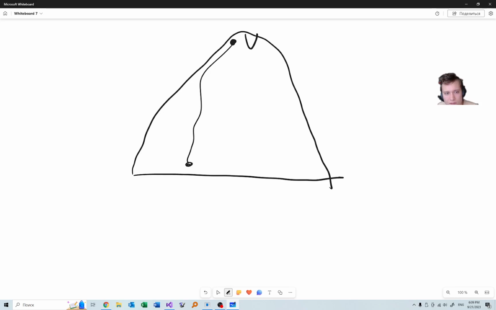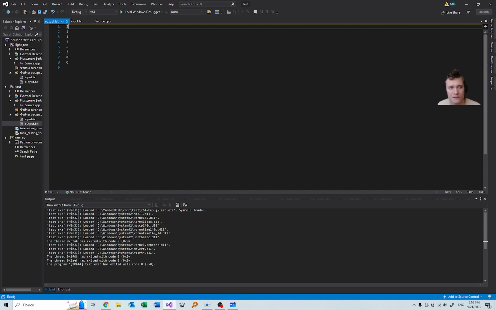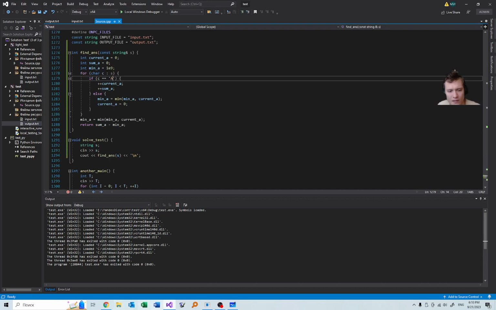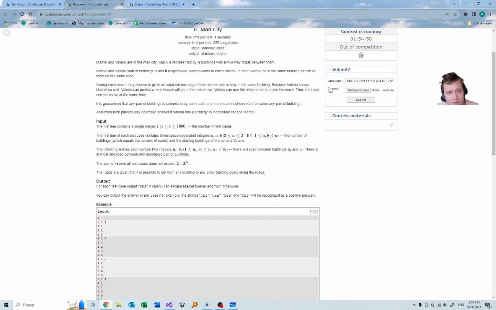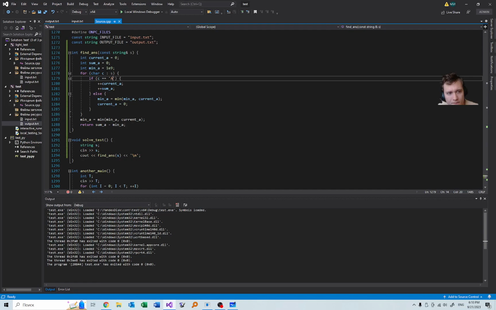Okay, so assume that we have found some edge. In this case, all these vertices are some cycle. Yes, okay, this is a DFS problem. Actually, it's been a while since I last wrote a DFS, I believe.